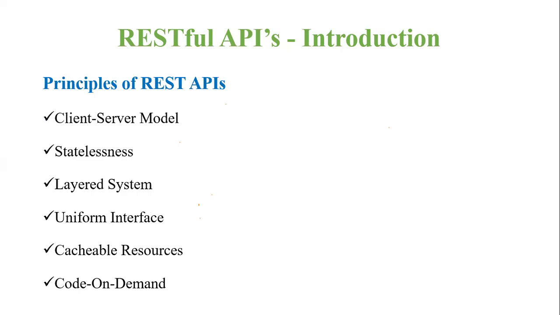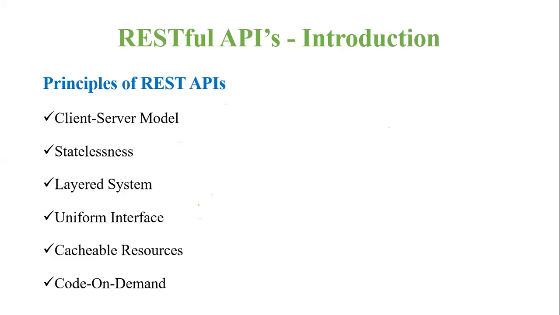Next, we have listed a set of principles for REST APIs. They are client-server model, statelessness, layered system, uniform interface, cacheable resources, and code on demand. Client-server model: the client and server are two separate things. Here, the API acts as a connector between them. In turn, the server manages the information while the client provides input to get an output.